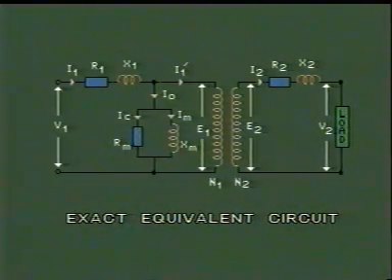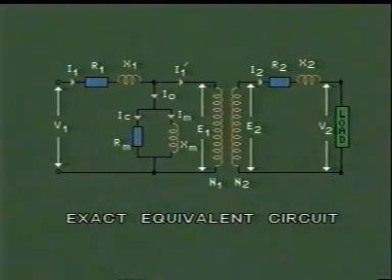Now R1 and X1 are the resistance and leakage reactance of the primary winding, and R2 and X2 are the resistance and reactance of the secondary winding. I0 is the no load current, and it has got two components, that is Im and Ic. Im produces the flux which is shown flowing through magnetizing reactance Xm, and Ic represents the loss component of the no load current which is shown flowing through a resistance Rm.